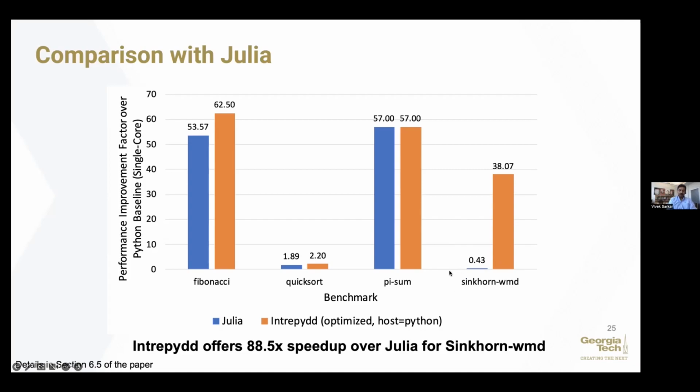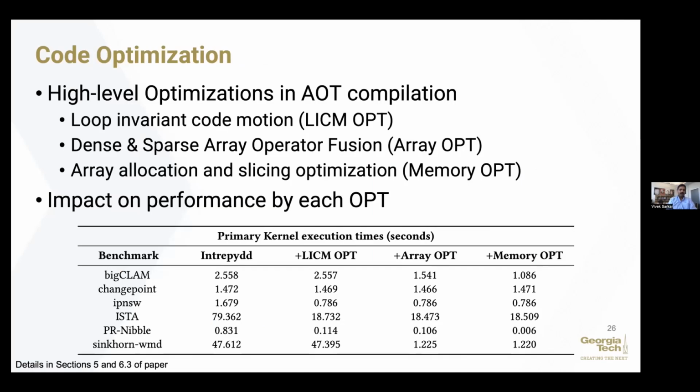I'm going to tell you a little more about the compiler optimizations. And I've had some discussions with Alan Edelman about this. I think these optimizations could easily be implemented for Julia as well. So the paper has more details, but some of the high-level optimizations that I was alluding to include, and these are done on the Python abstract syntax tree, the loop invariant code motion, which can be applied to array operators.